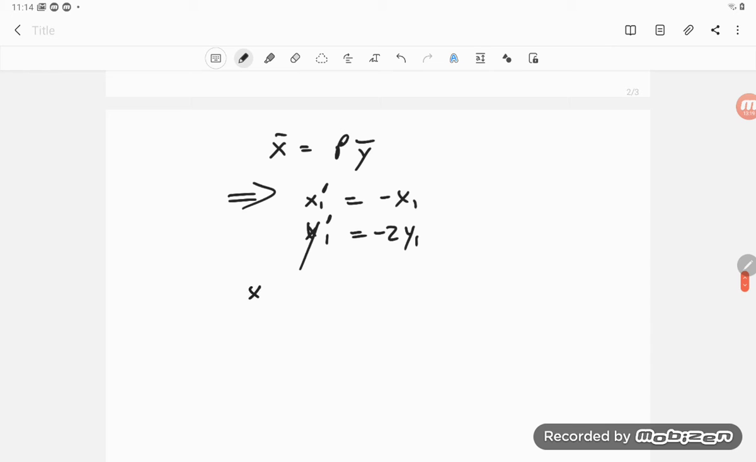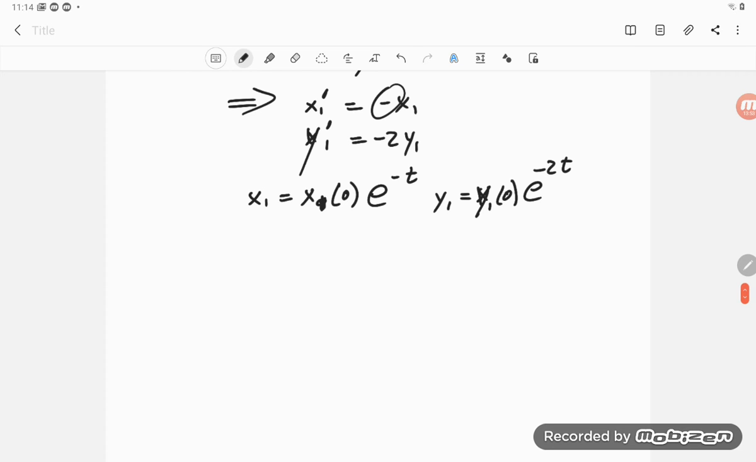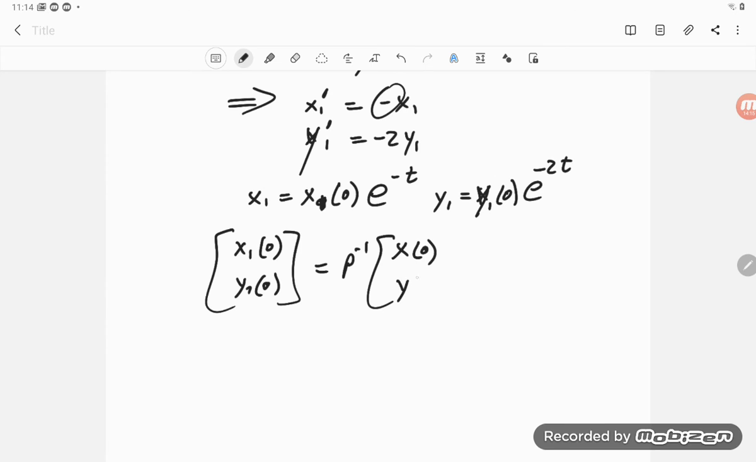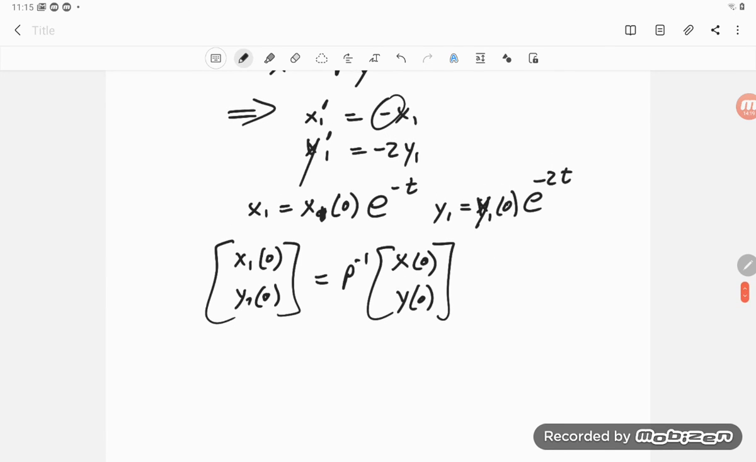Okay, so what we know is that x1 is equal to x1 of 0, we'll do their thing, x1 of 0, e to the -t, because I just used that -1 there. And our y1 is equal to y1 of 0, e to the -2t. But we also know that x1 of 0, y1 of 0, those coordinates, that is just our P inverse times x of 0, y of 0. So that's the initial conditions that we can do.